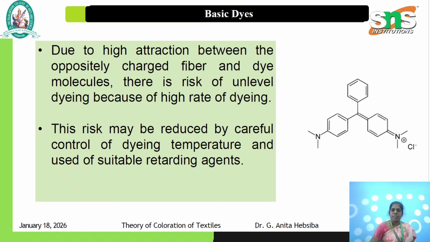Due to high attraction between the oppositely charged fiber and the dye molecule, there is a risk of unlevel dyeing because of the high rate of dyeing. So here you see the positive charge in the dye, which can be attracted to the negative charge of the fiber. When this positively charged dye comes in contact with the negatively charged fiber, there are more chances of unlevel dyeing because the rate of dyeing will be very high initially. So this has to be reduced by carefully controlling the dyeing conditions, that is, by maintaining the temperature and by using retarding agents, right?